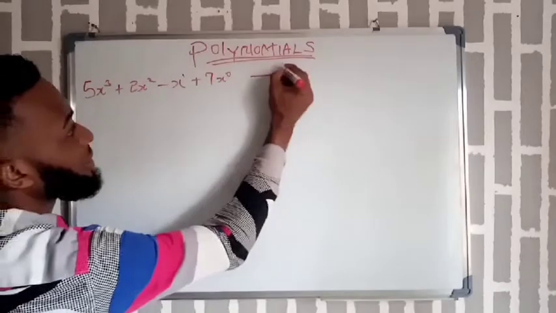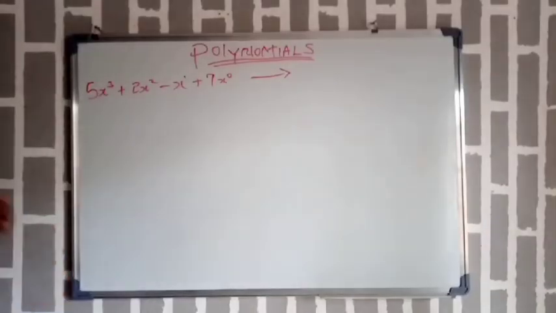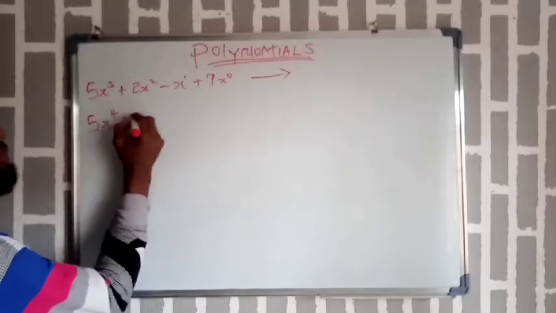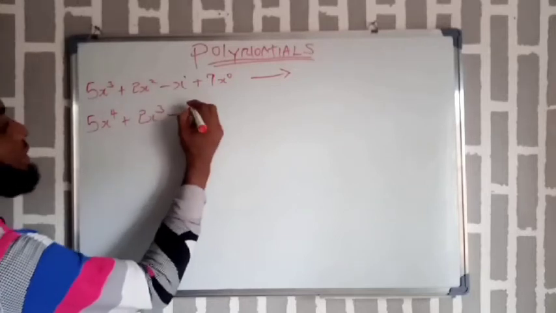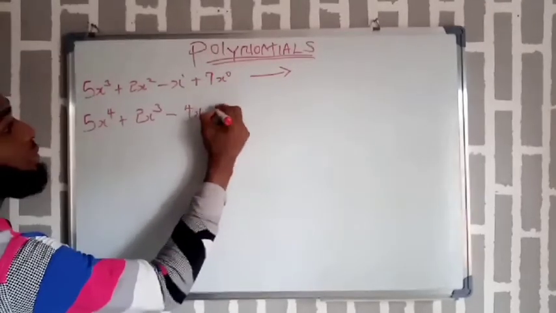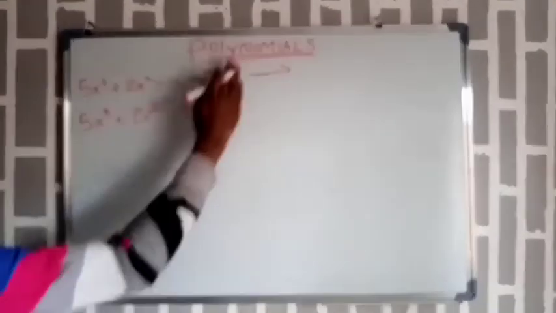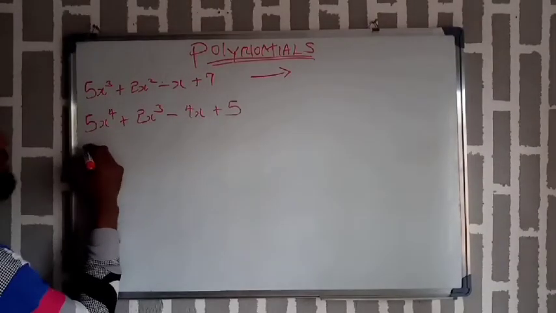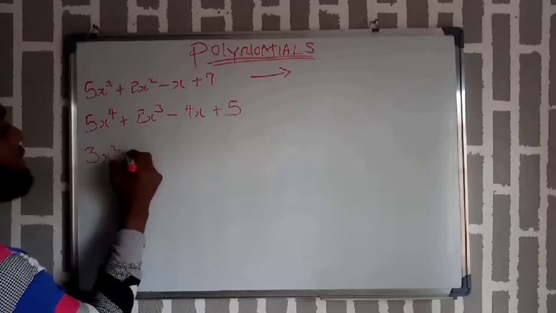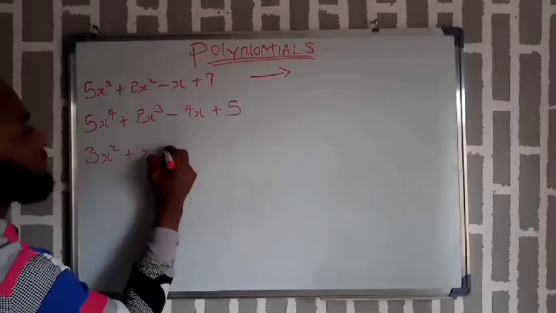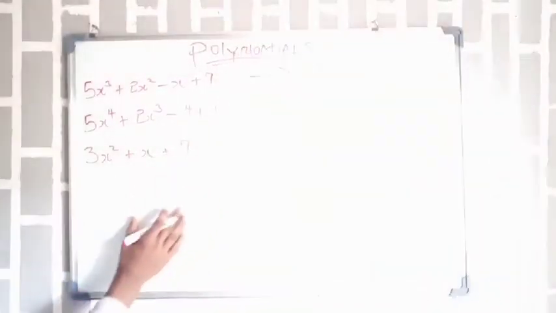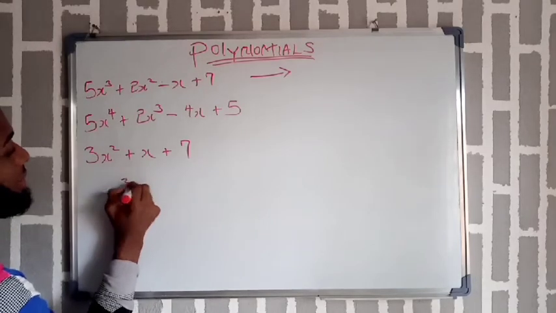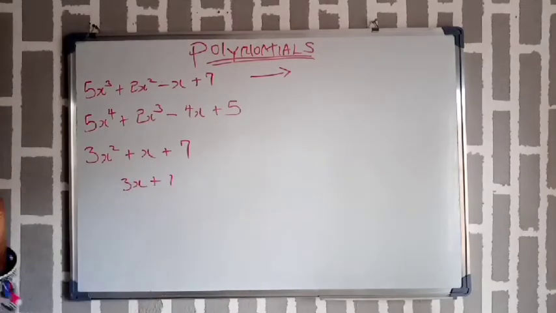This is also another example: 5x raised to the power 4 plus 2x raised to the power 3 minus 4x plus 5. This is another one: 3x squared plus x plus 7. This is another type of polynomial. I can also call this 3x plus 1. These are types of polynomials.